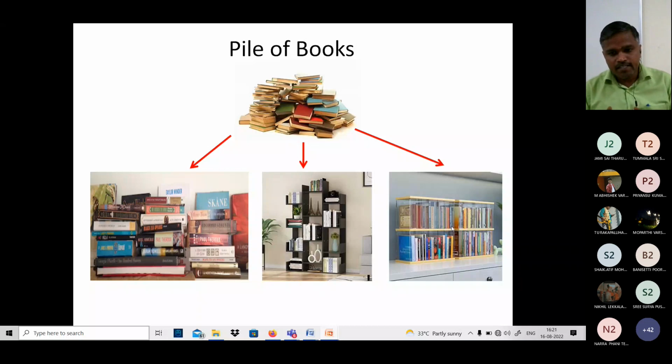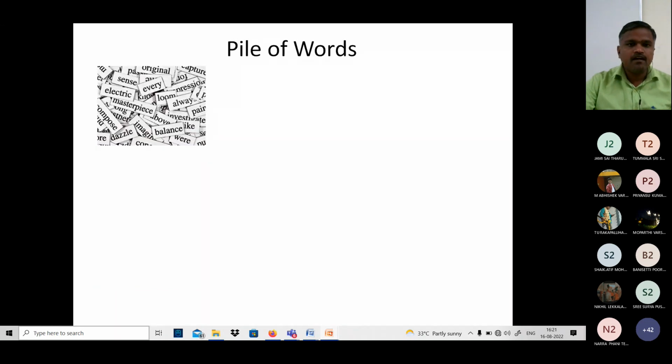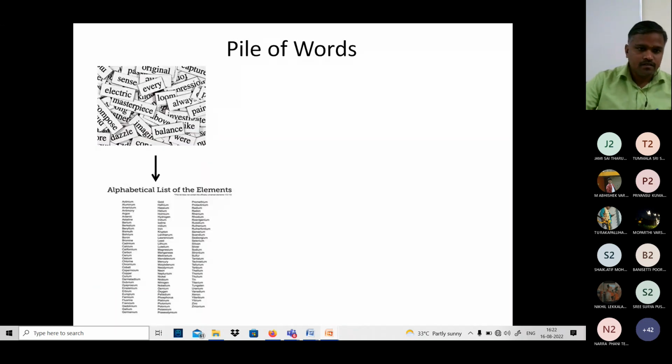So books are arranged in different formats, different structures, right? I hope you understood. Likewise, suppose words are available like this, a lot of different words, like 100 words. From these 100 words, if I want to take a particular word, it is very difficult.